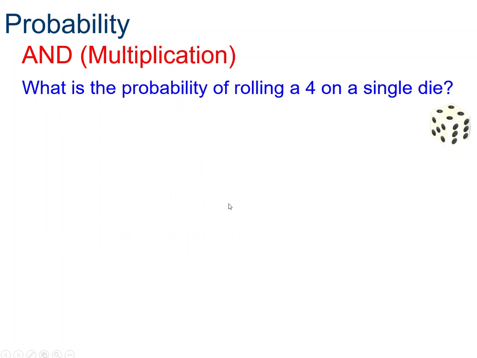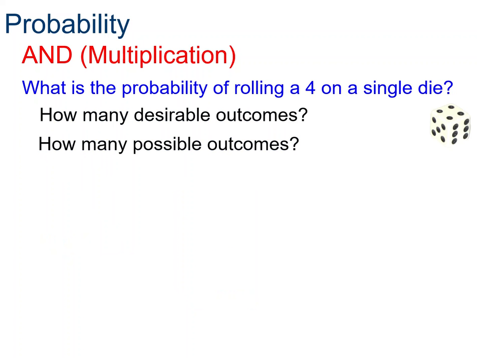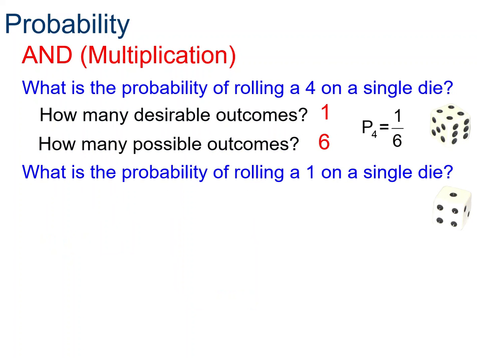And then we have independent probability. So here we go. The probability of rolling a 4 on a single-sided die. How many desirable outcomes are there? How many possible? Desirable is still 1. Possible is 6. So we have 1/6.